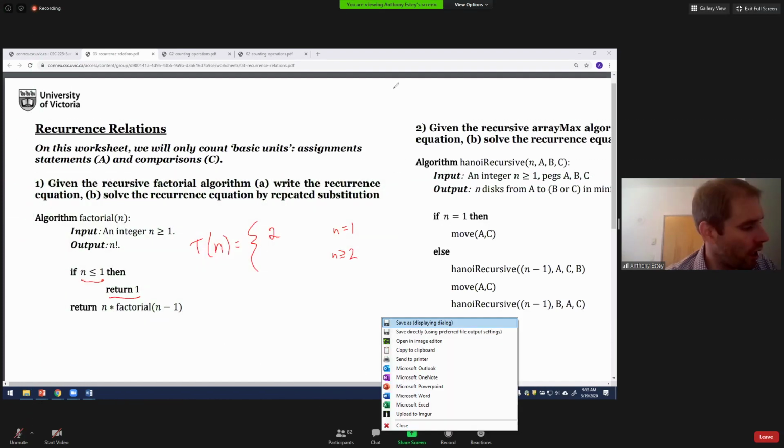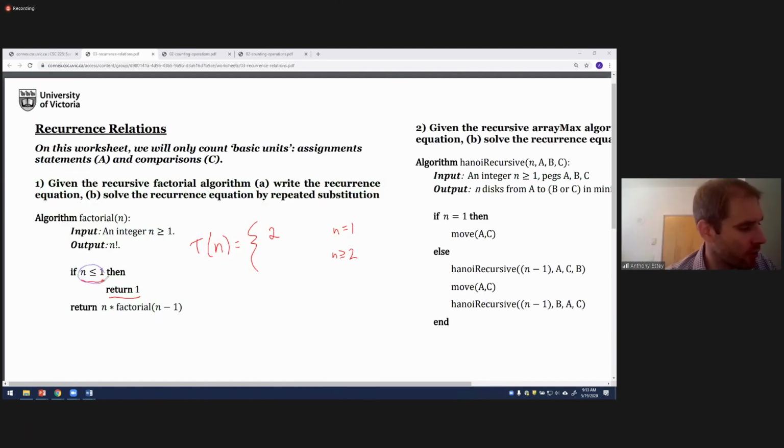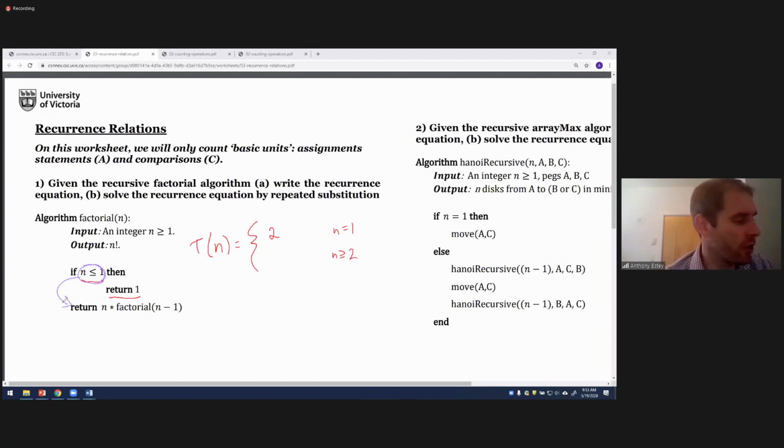But when n is not equal to 1, we're still making this comparison. When n is equal to 2, we're making this comparison, but then we're going down into the else. So when n is 2 or greater, we're saying, is n less than or equal to 1? No. Okay, then let's do this return, which is kind of an assignment. And then the number of operations we're going to do is going to be based on this recursive call. So it's going to be the number of operations that occur in factorial of n minus 1.